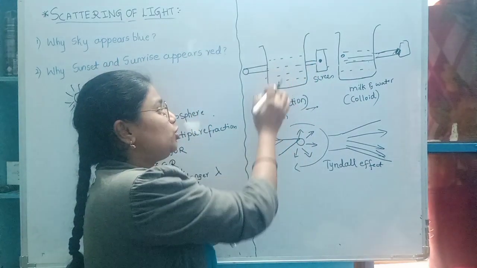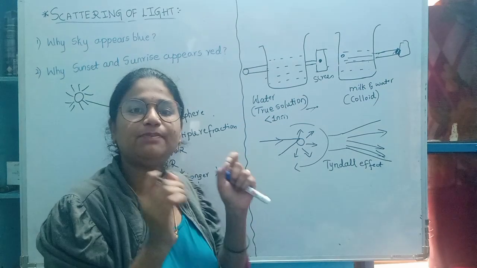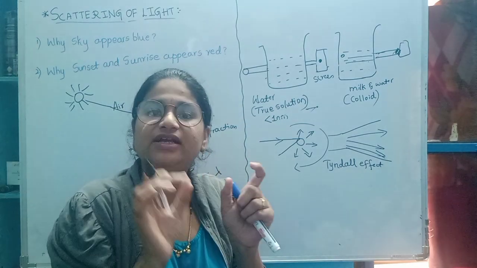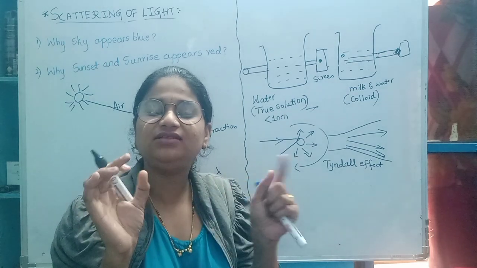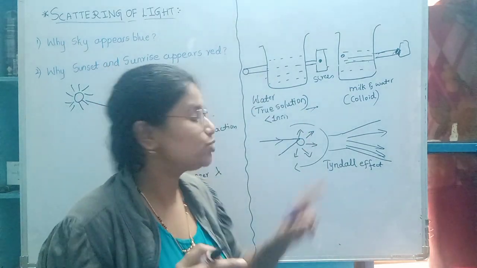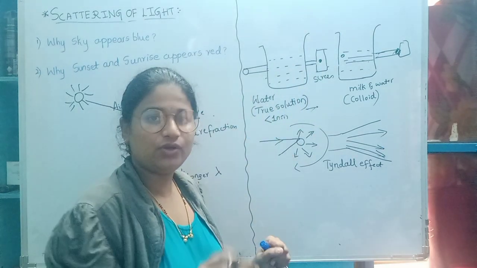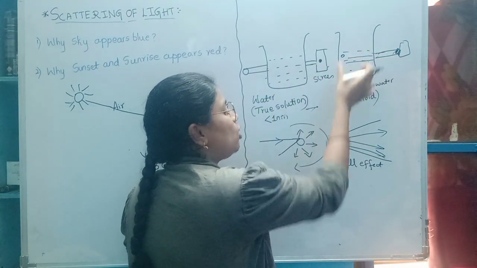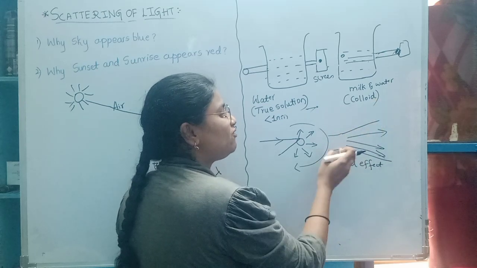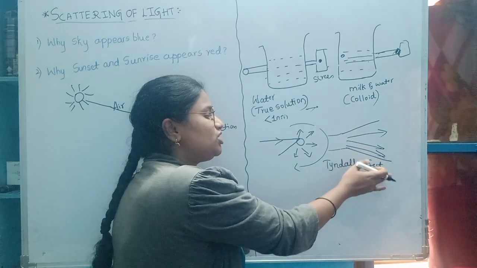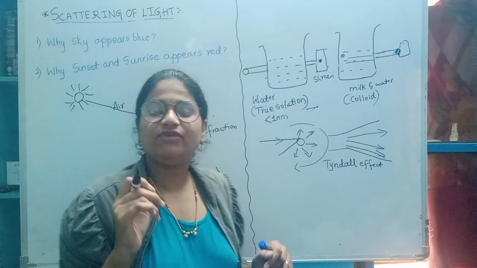But in true solutions, that is water, what happens? The particles will be very, very small. So a particle may not be able to refract the rays in all the directions, and we are not able to see the path of light here. Whatever we got, the emergent light will be in the form of a beam. That beam will be in the form of a cone, which is called the Tyndall effect, which we learnt in 9th standard.